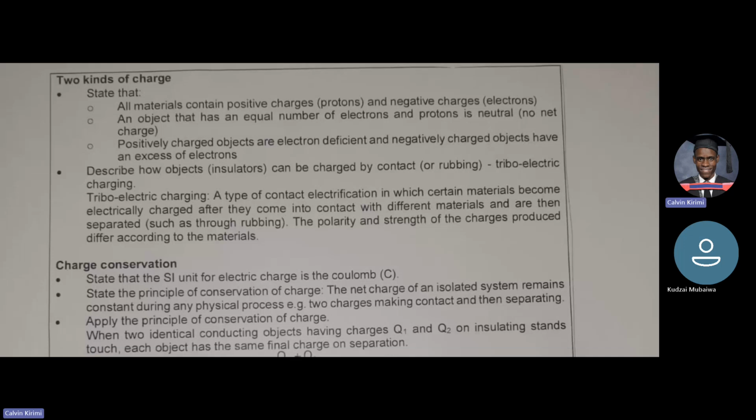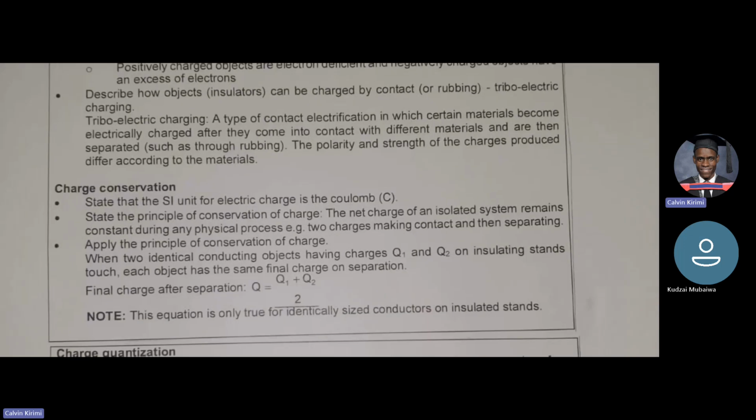So basically what we'll be working with here, you must know the principle of conservation of charge. This one they ask: the net charge of an isolated system remains what? Constant during any physical process. Yes. So in other words, you are saying Q1 plus Q2, if you are given charges, that Q is the charge after two charges are brought into contact.